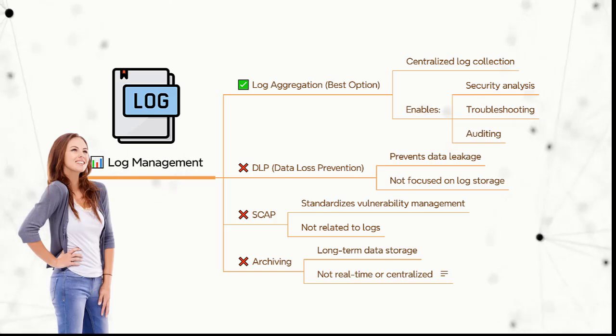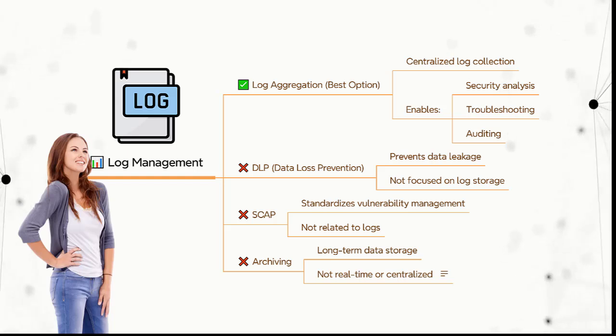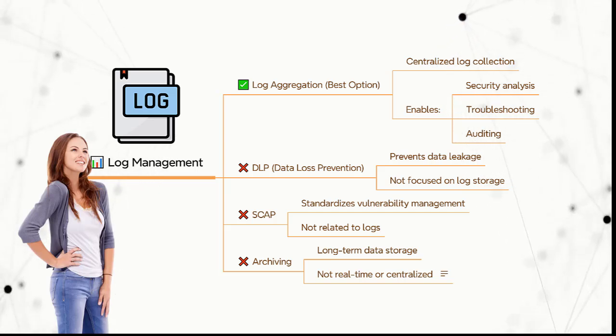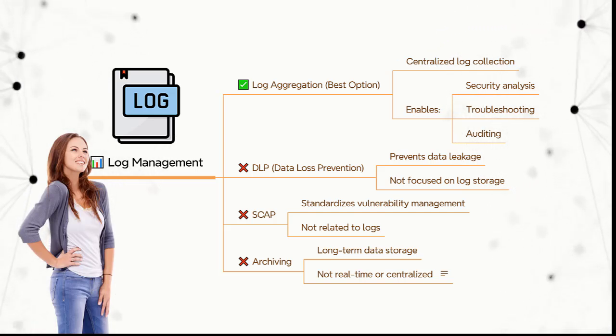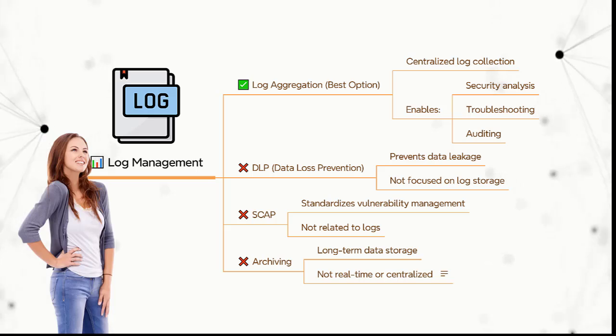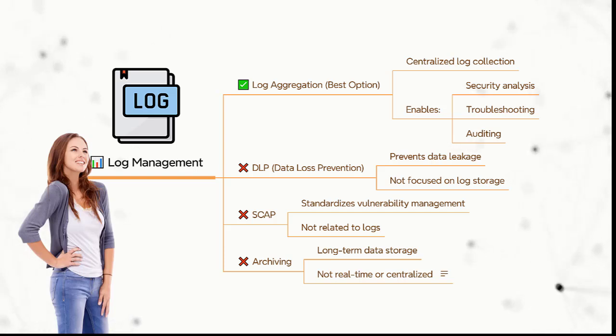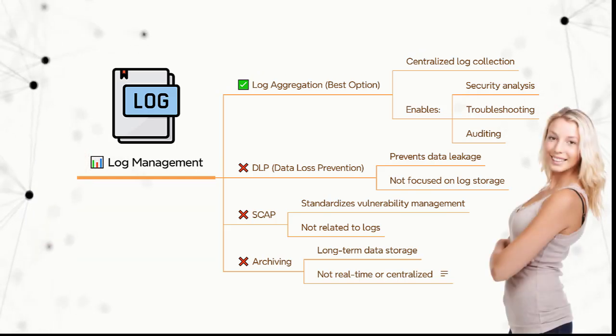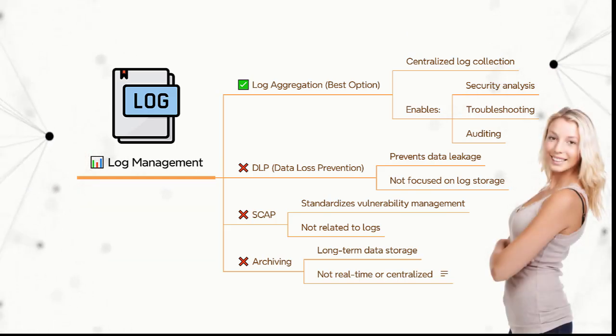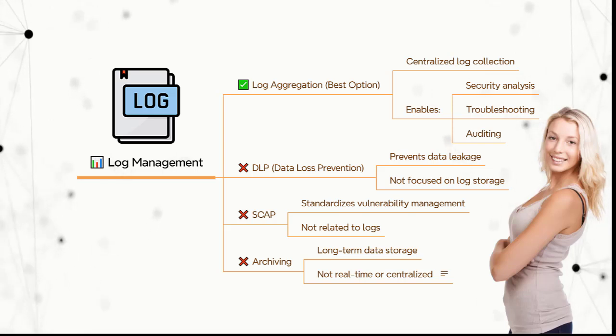Log management. If you're setting up a system to collect logs from multiple devices, the best way to handle this is through log aggregation. Log aggregation pulls in logs from different systems and stores them in one centralized location. This is super useful for spotting trends, troubleshooting issues, and keeping up with audit requirements. Having all the logs in one place means you don't have to dig through individual devices every time something goes wrong or needs investigating.